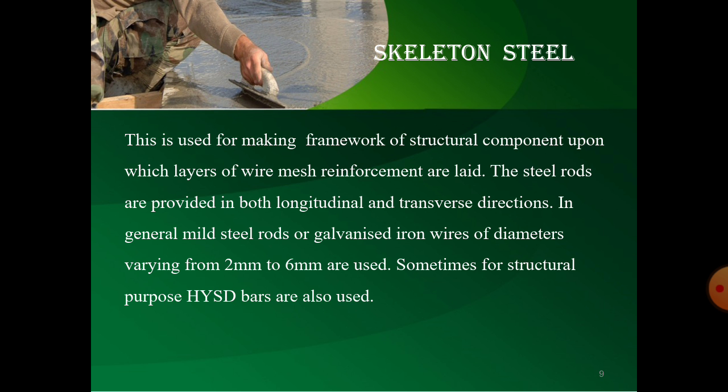Now skeleton steel. This is used for making framework of structural component upon which layers of wire mesh reinforcements are laid. Steel rods are provided in both longitudinal as well as in the transverse directions, and in general mild steel rods or galvanized iron wires of diameter varying from 2 to 6 mm are used. Sometimes for structure purposes HYSD bars are also used.